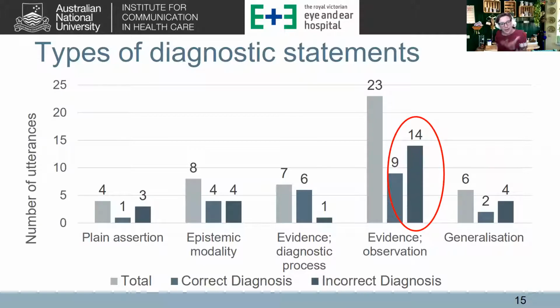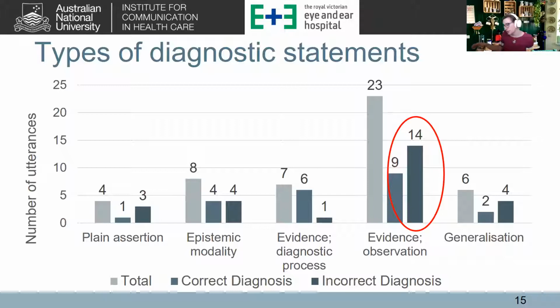So looking at the types of diagnostic statements that they did, we found that there was a lot of things that were evidentialized, either as the process or as specific observations that were being referred to. So as you can see here again, not a lot, but more of the doctors with the incorrect diagnosis gave evidence than the ones that had the correct diagnosis.